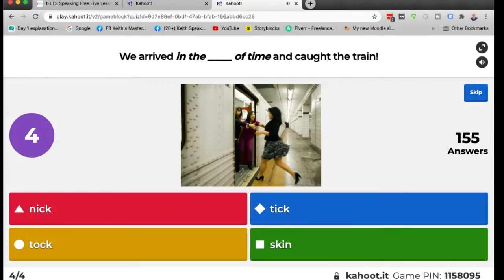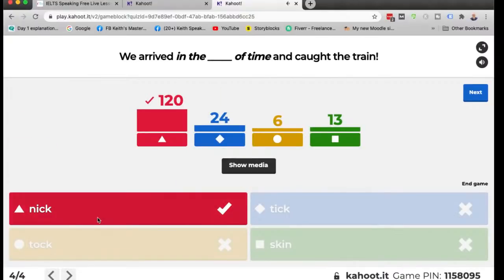Well done, Jerome and Sonal, Danya, Shakun, Kajal. Oh, impressive. Nick, exactly. We arrived in the nick of time. I see a few of you fell for my trick, which is tick, which sounds similar, but it's not tick, it's nick. We arrived in the nick of time. Well done. Most of you got that.